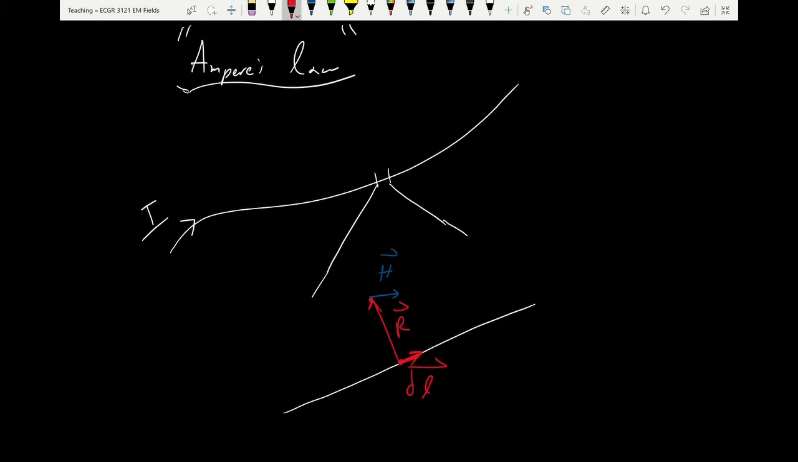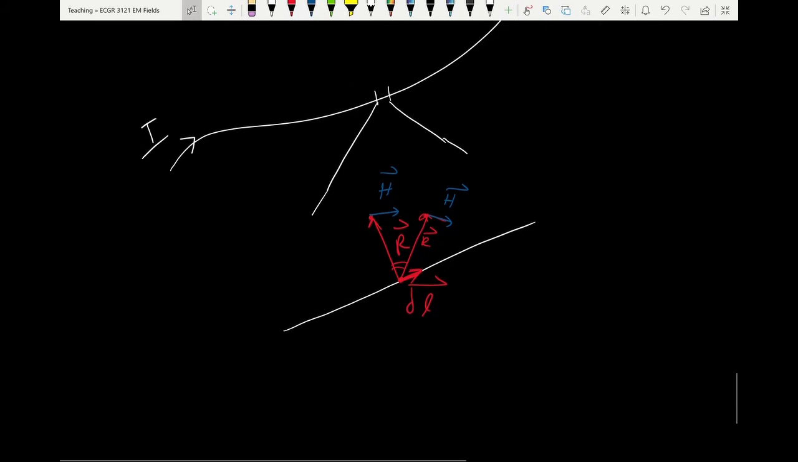But what happens if I rotate a bit? If I rotate by some angle, R rotates by this angle. dl remains the same, R rotates. Now for H to remain 90 degrees with respect to R and dl, H will rotate a little bit. So H will look like this now. So you notice a pattern arises.